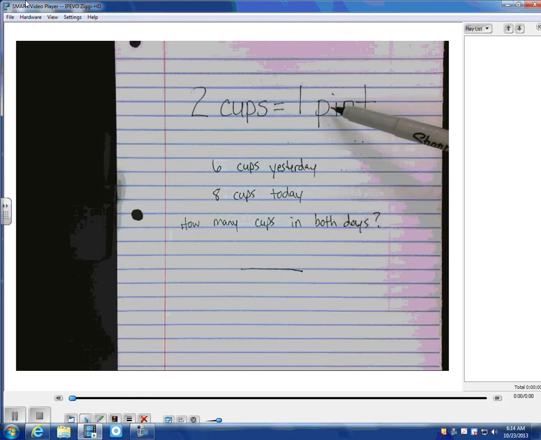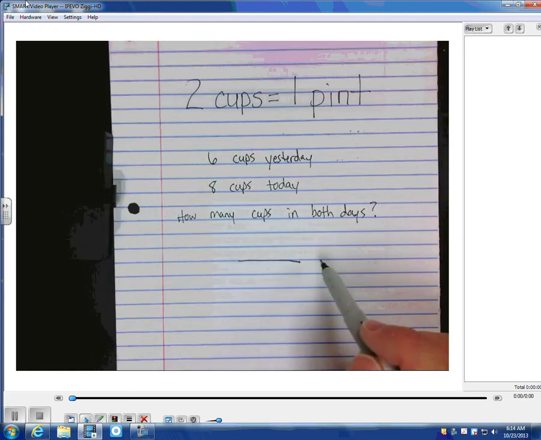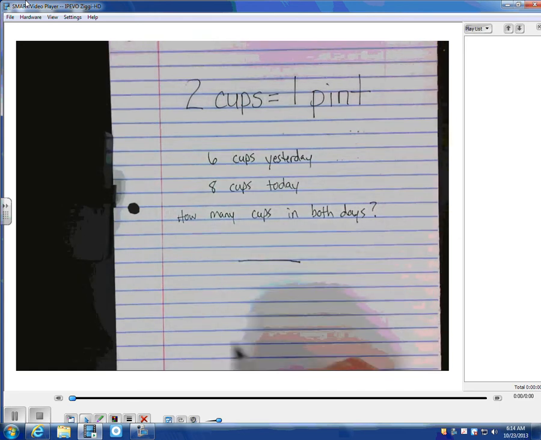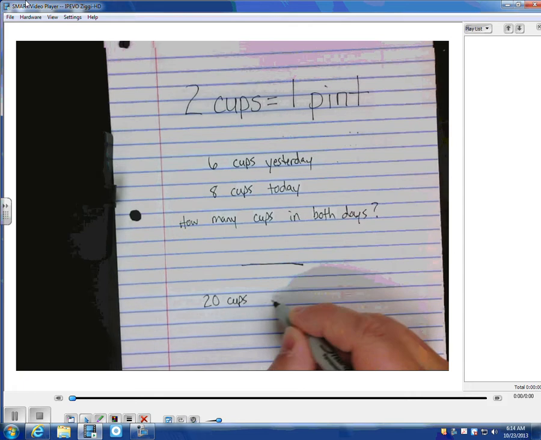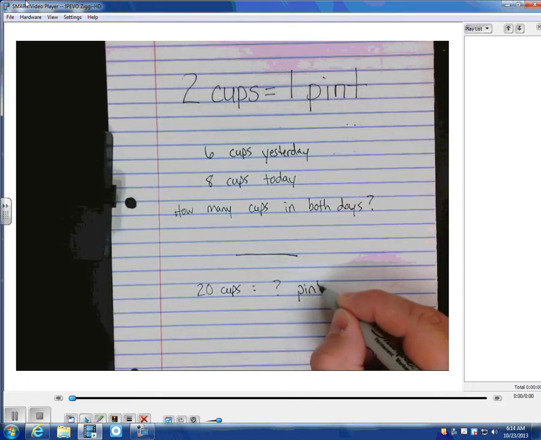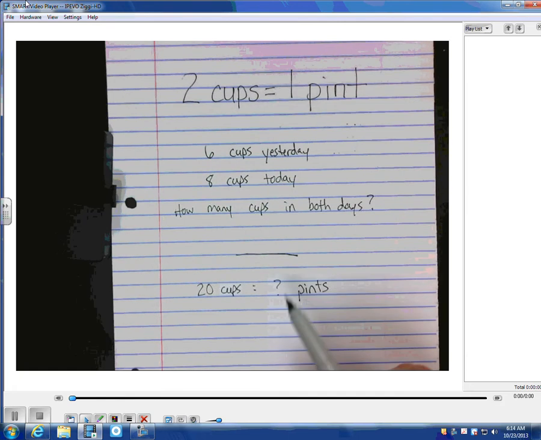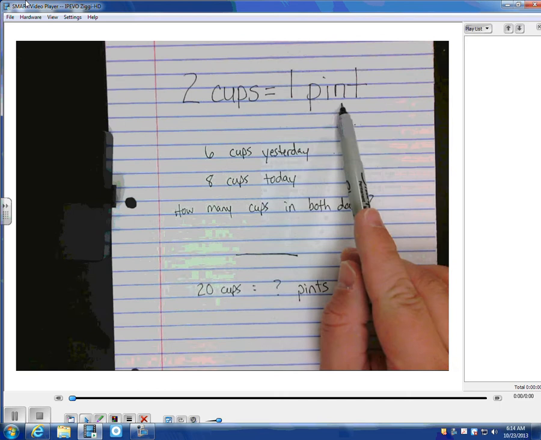Okay, so this is just an example. This is not the answer to this problem because I want you to solve this problem. Okay, so once you figure out how many cups she drank, I'm just going to pretend it's 20. So I'll say if someone drank 20 cups, how many pints would that be? Okay, again, I have to convert my cups to pints. I know 2 cups equals 1 pint.